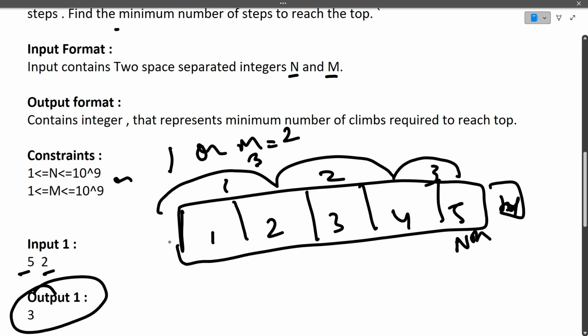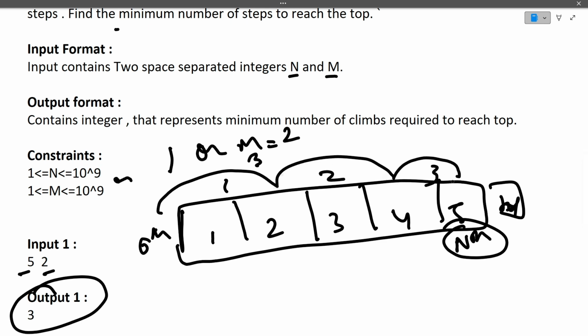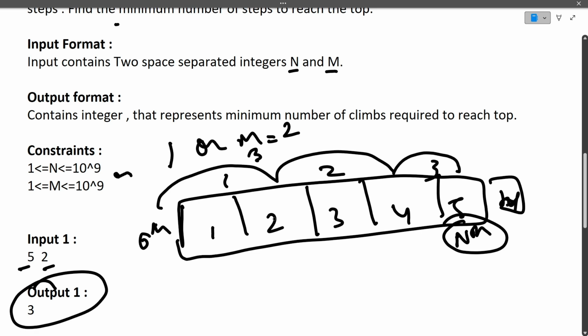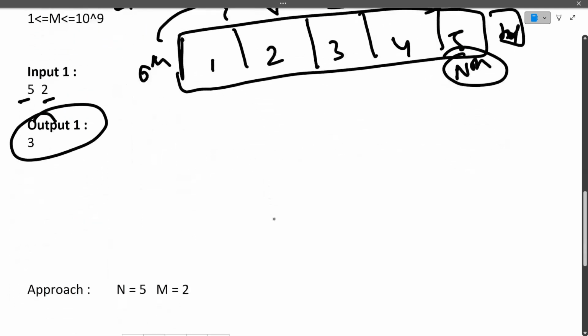So starting from the 0th stair, it has to reach the last stair, that is the nth stair, the top. Okay, so 2 jumps, then 1 jump, because m was 2. So I hope now the question is clear to you. We have to find the minimum number of jumps that Alice has to take to reach the top of the stair. So now let's quickly move towards the approach.